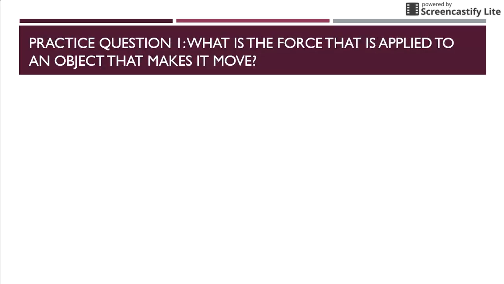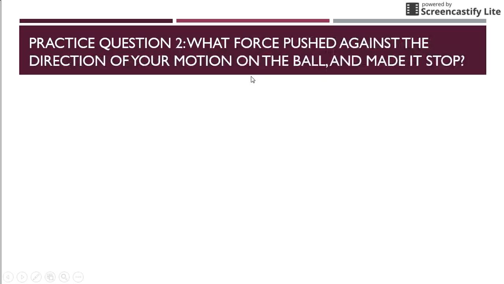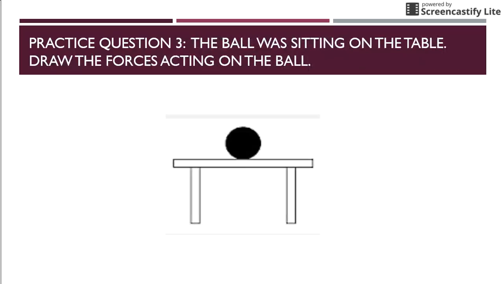Practice question number 1. What is the force that is applied to an object that makes it move? Practice question 2. What force pushed against the direction of your motion on the ball and made it stop? Practice question 3. If the ball was sitting on the table, draw the forces acting on the ball right now, as the ball is not moving.